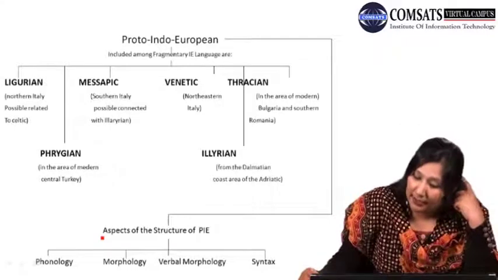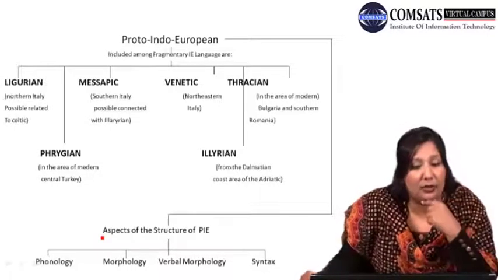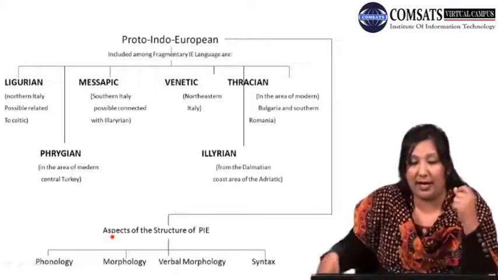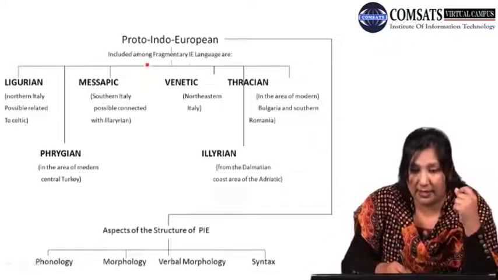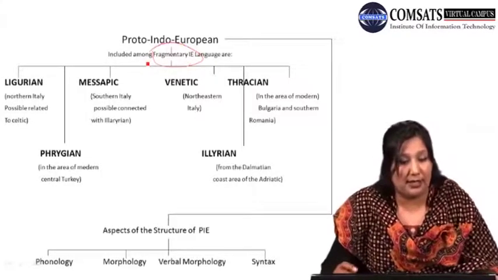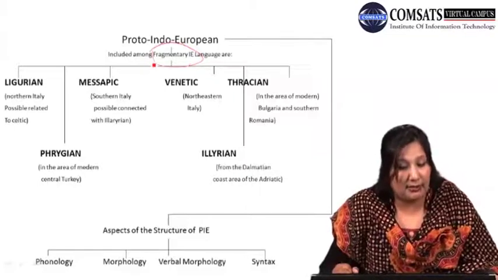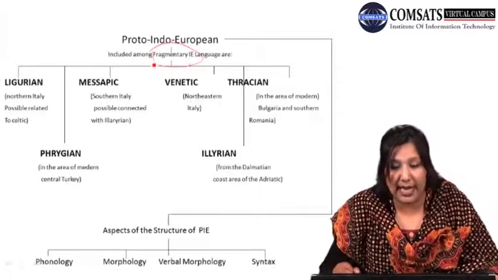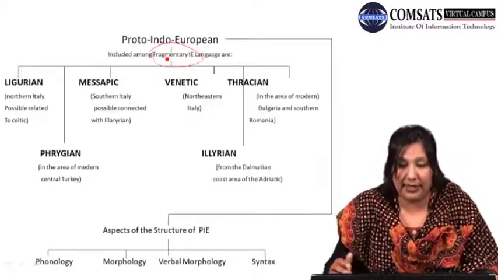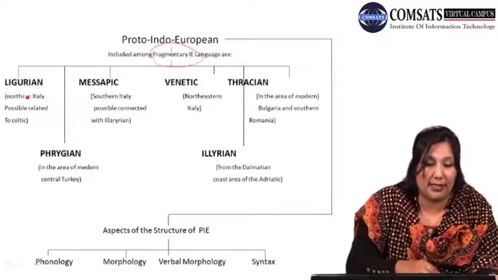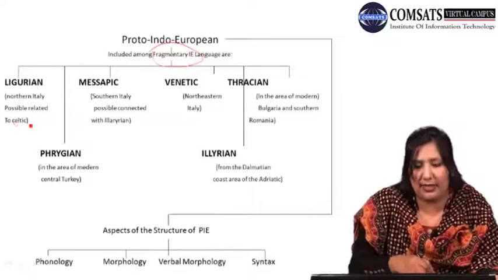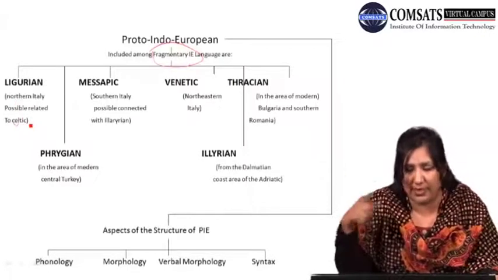Included among the fragmentary Indo-European languages are Ligurian, Phrygian, Messapic, Venetic, Thracian and Illyrian. Fine. See, this is Ligurian. It is spoken in northern Italy, possibly related to Celtic. It is related to Celtic, spoken around the area where it was found.